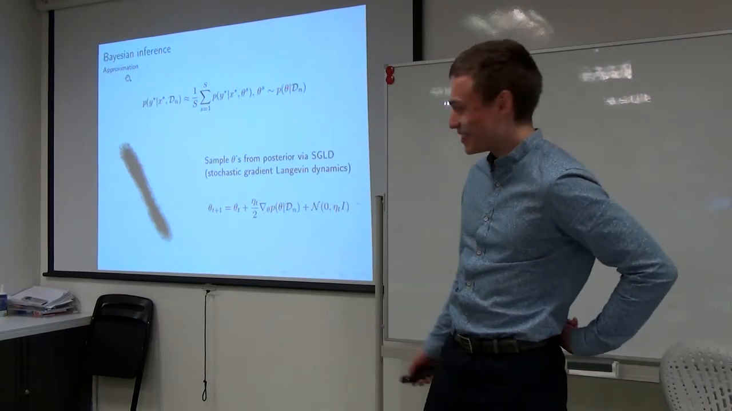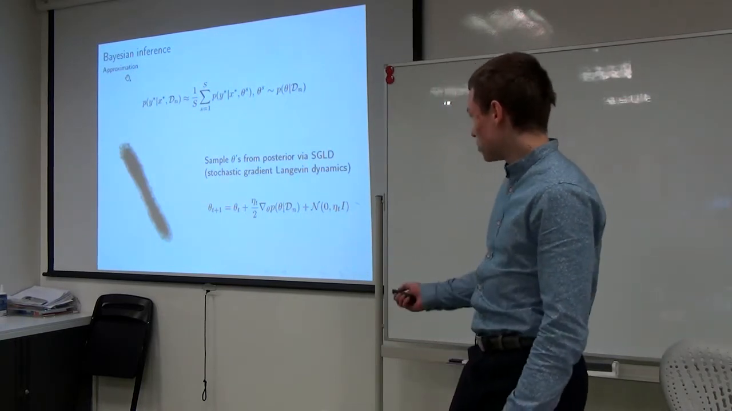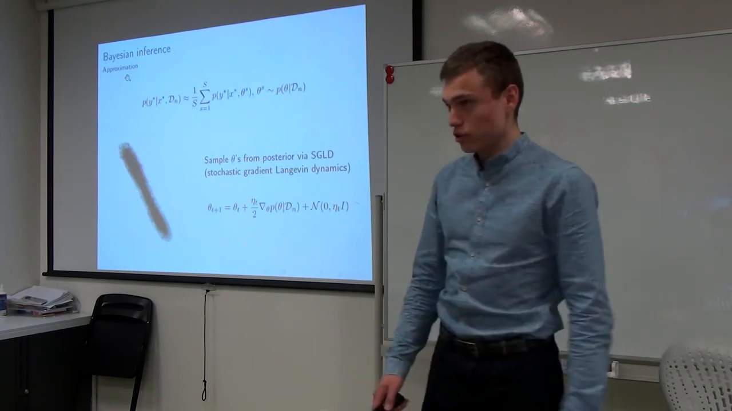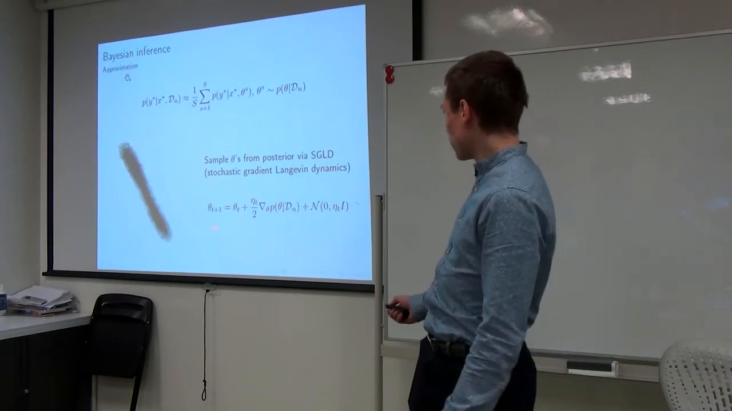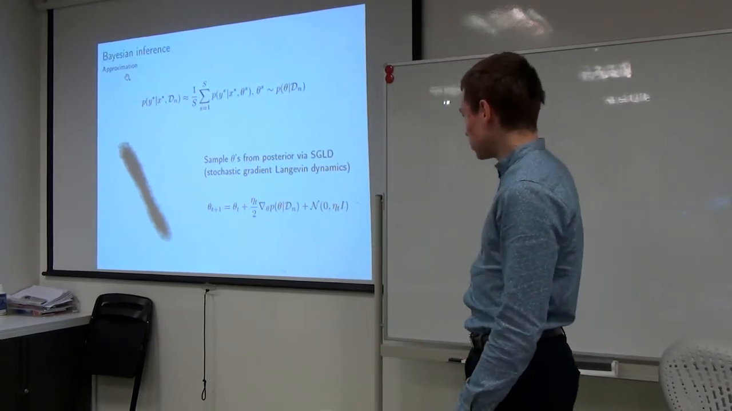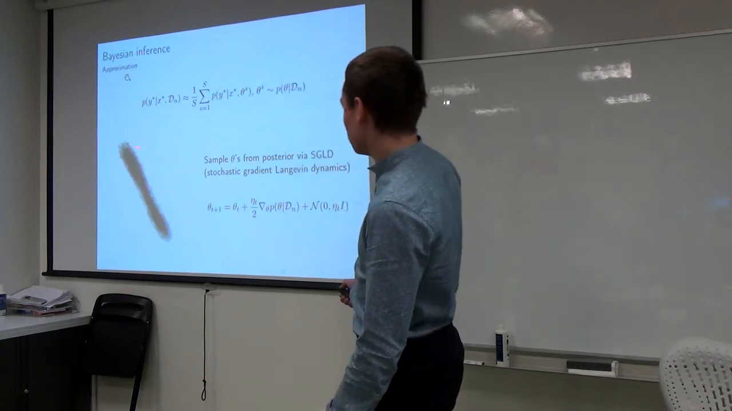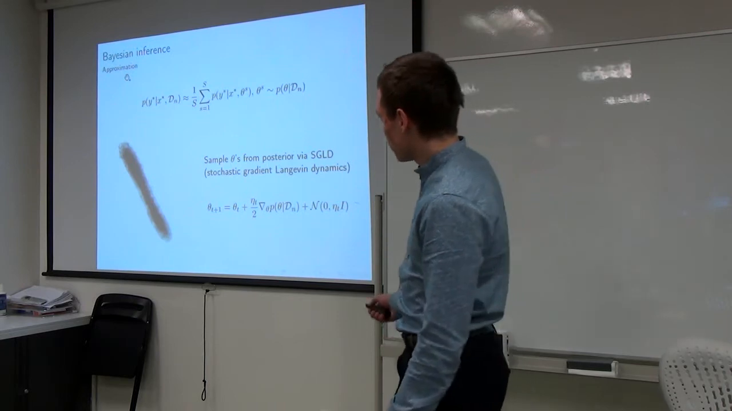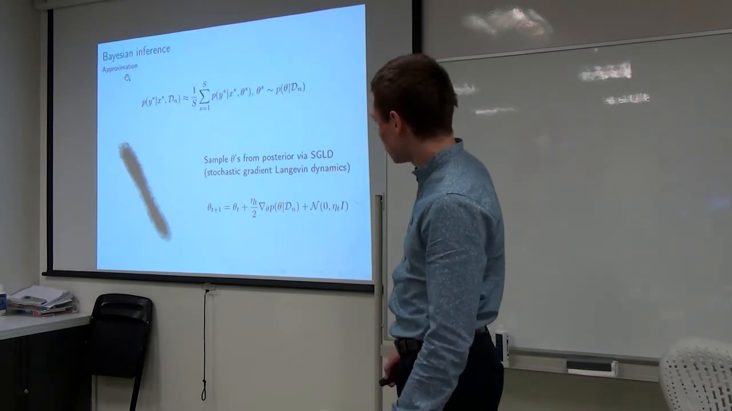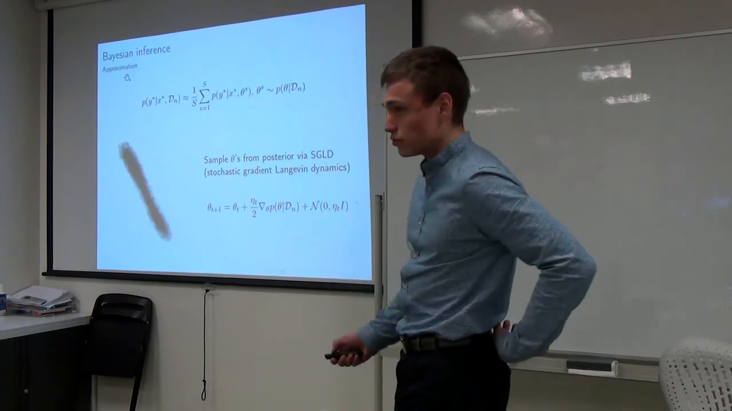Like stochastic gradient descent, this method connects two techniques: stochastic gradient ascent, this term, and Langevin dynamics, which introduces normal noise in such a way that the subsequence of theta t converges to the posterior distribution. On the image you can see a bimodal two-dimensional distribution, and the black dots are samples produced by this method. And here the gradient is stochastic, not exact.